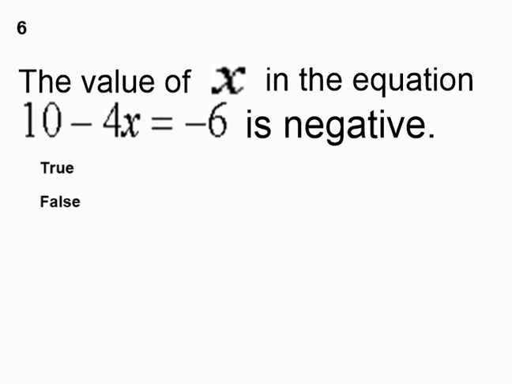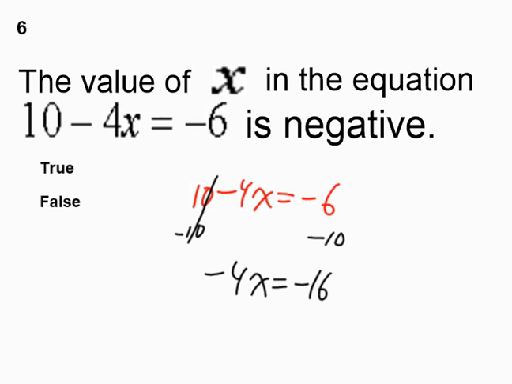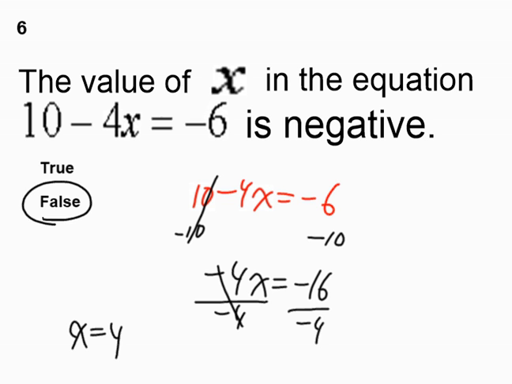Question 6, the value of x in the equation 10 minus 4x is equal to negative 6 will be negative. Well, multiple ways you could solve it. The easiest way is just to simplify for x, since it does equal a negative value. So I'm going to get rid of the constant first by subtracting 10. Then I'm going to divide both by the coefficient. And I get x is equal to 4. Is that a negative value? No, it's not. So your answer is false.